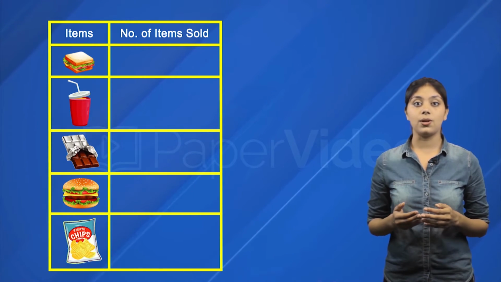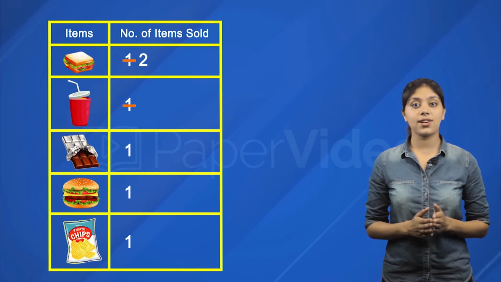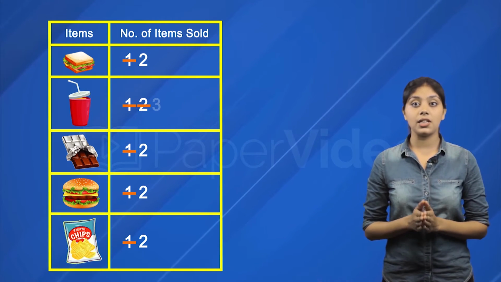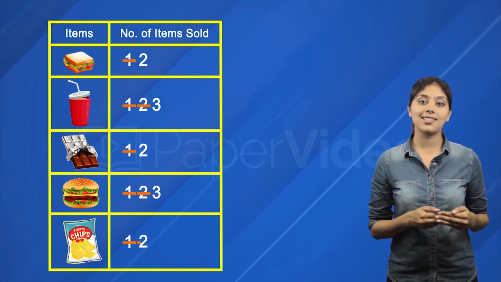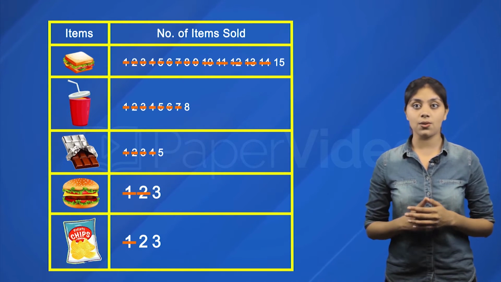When one item is sold, he writes 1 against it. When 2 items are sold, he strikes off 1 and writes 2 against it. When 3 items are sold, he strikes off 2 and writes 3 against it. At the end of the day, he shared his record with his owner.